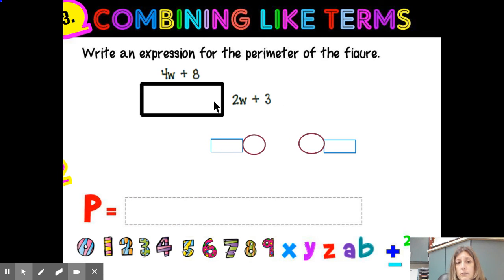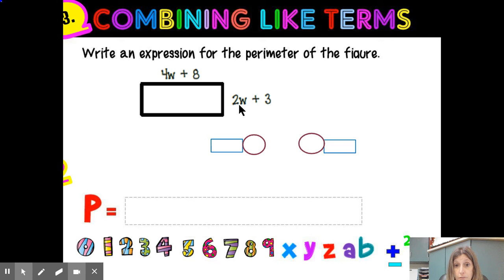Okay, so number 13. This shouldn't have come down there yet, but okay, so we have a rectangle and we want to find the perimeter. You just need to remember that they might not give you all the sides, but you do have to add all the sides for perimeter.